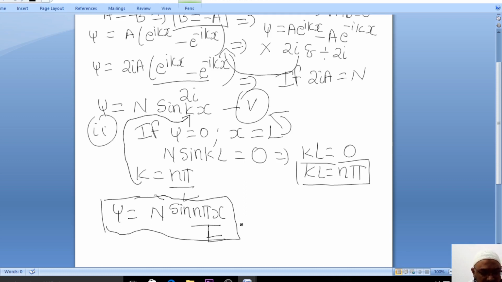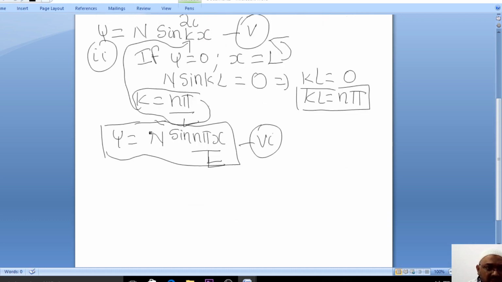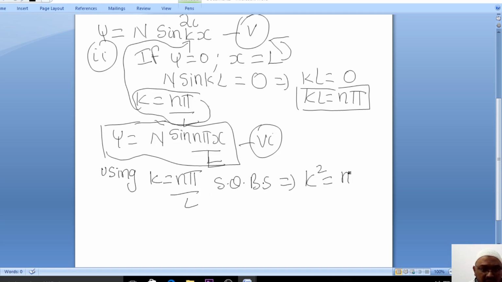Now we will take the help of this value k is equal to n pi by L. Let us consider this as equation number 6. Using k is equal to n pi by L, squaring on both sides, what will you obtain? k square is equal to n square pi square by L square.